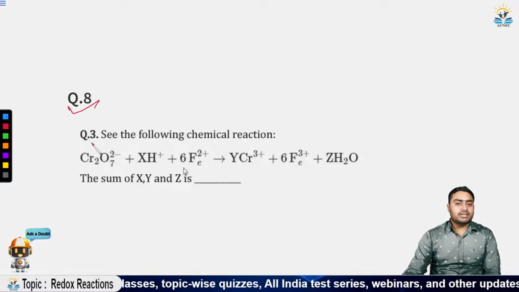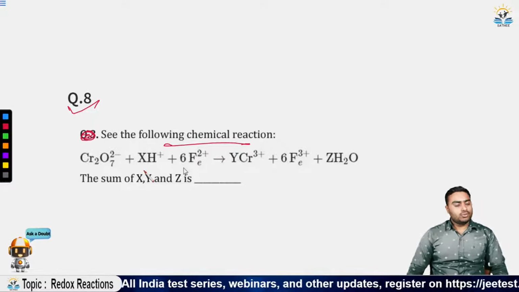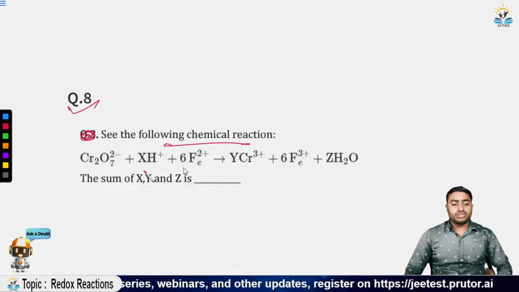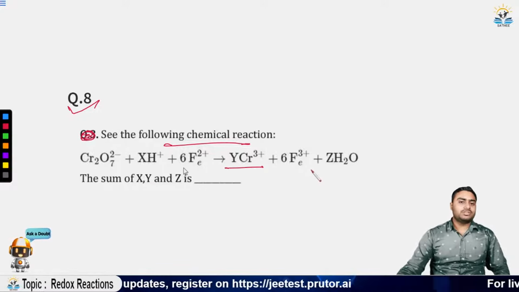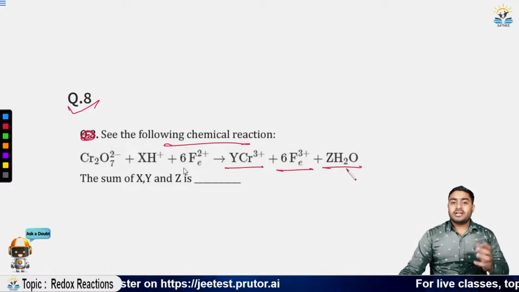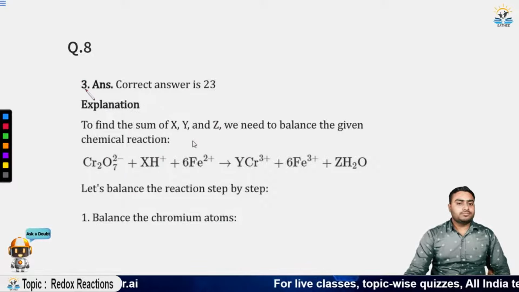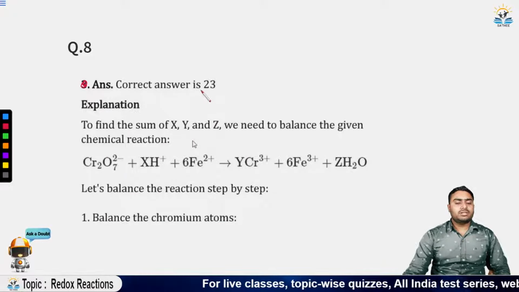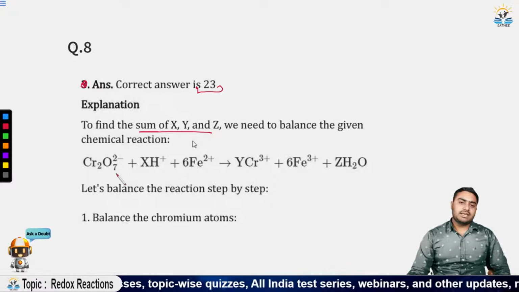Next question is 8. See the following chemical reaction: Cr2O7 2- plus xH+ plus 6Fe2+ gives yCr3+ plus 6Fe3+ plus zH2O. Very simple, you have to balance this equation. You can see the correct answer comes out to be what? 23. To find the sum of x plus y plus z, we need to balance the given chemical equation.